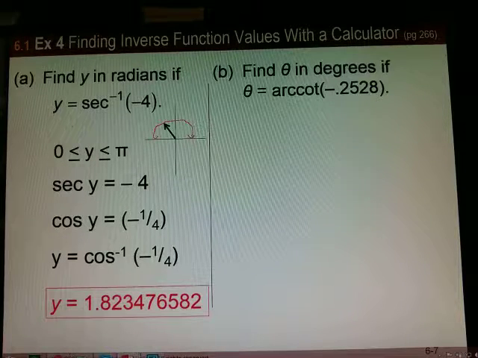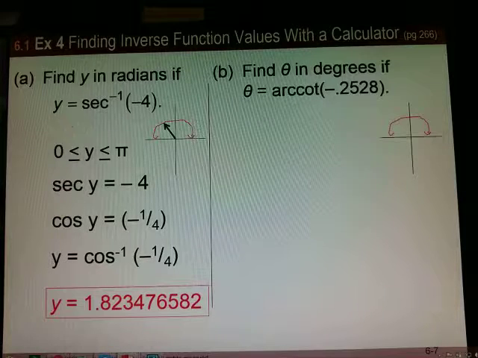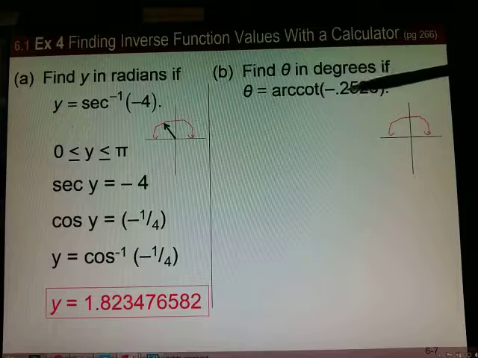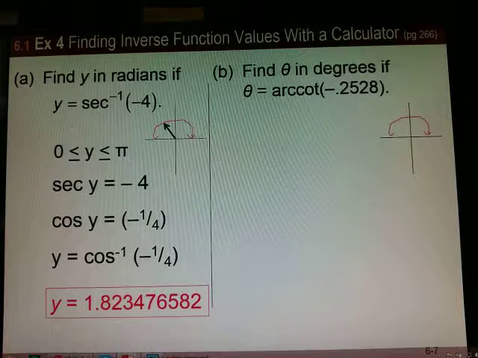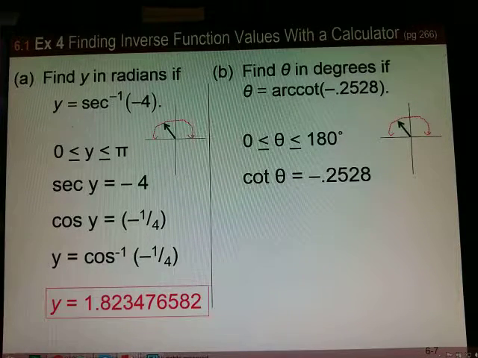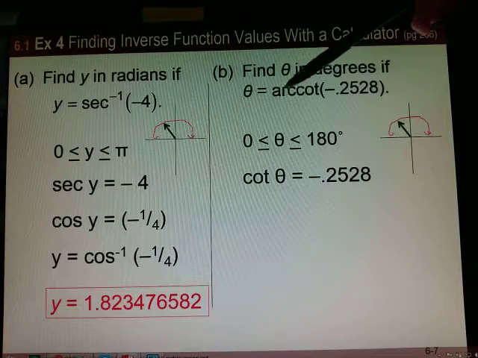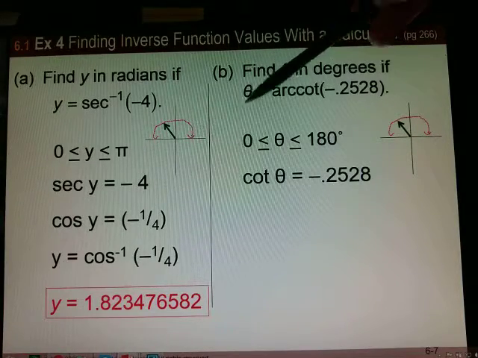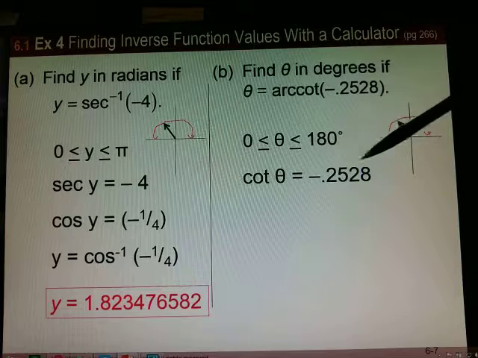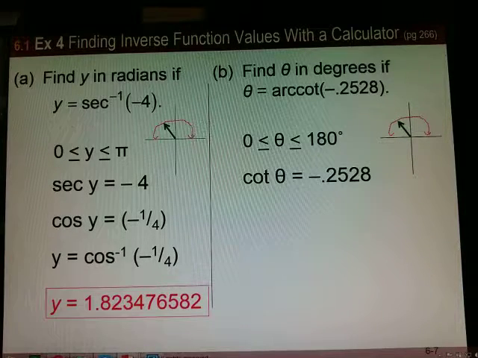All right, the next one was find theta in degrees for the arc cotangent. I'm going to take the cotangent of both sides. Arc cotangent is also restricted to the top 2 quadrants, and the value is negative, so again I will be in quadrant 2. We take the cotangent of both sides to get rid of the word arc cotangent, so the cotangent of theta equals negative 0.2528.